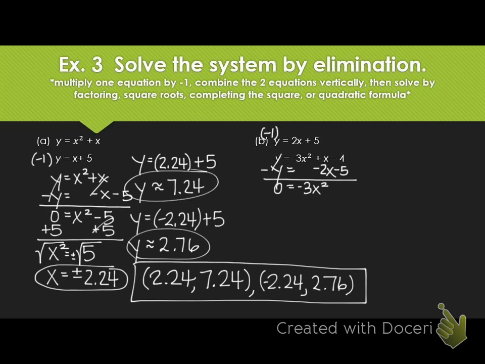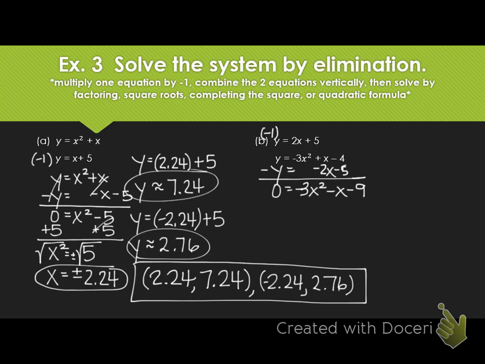What's x minus 2x? Okay, negative x. All right, sorry, let me fix that. All right, so 0 equals negative 3x squared. You said negative x? And then -4 minus 5? -9. All right, everything's on one side, set equal to 0, so we've got options.